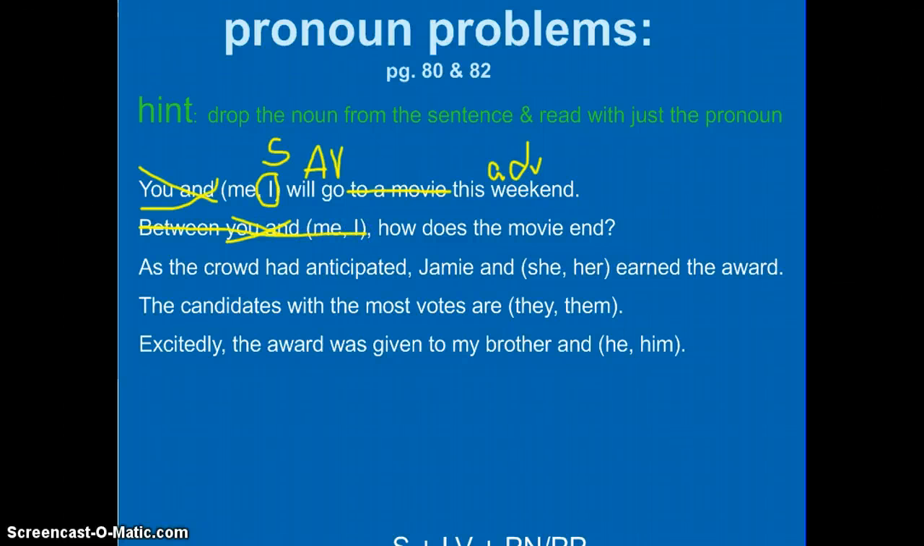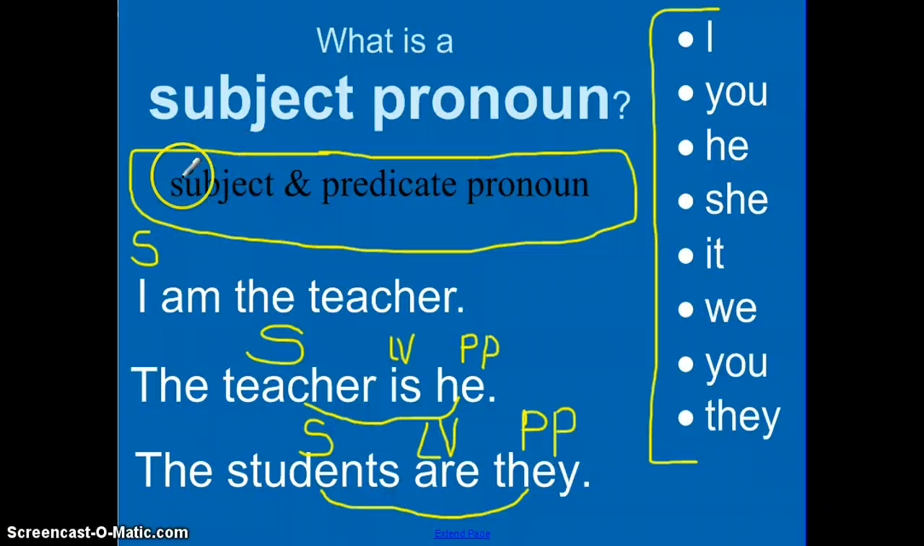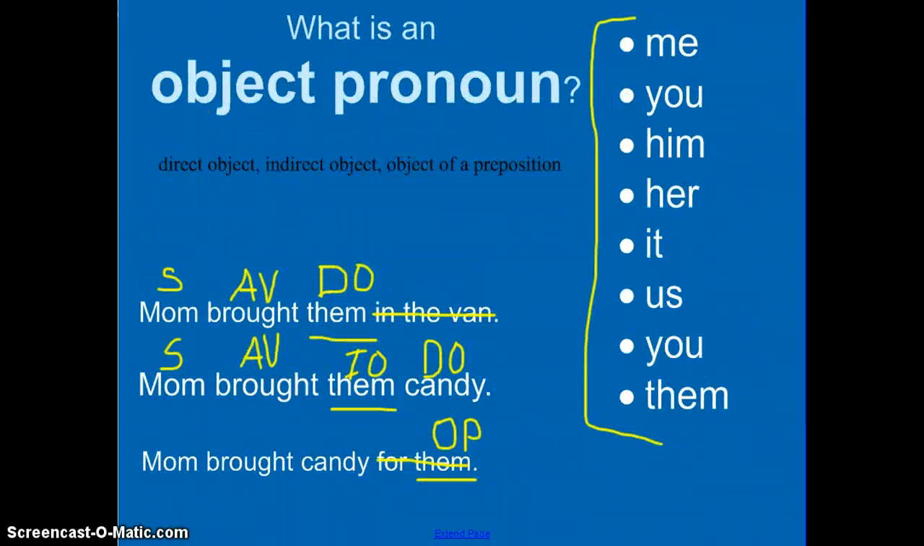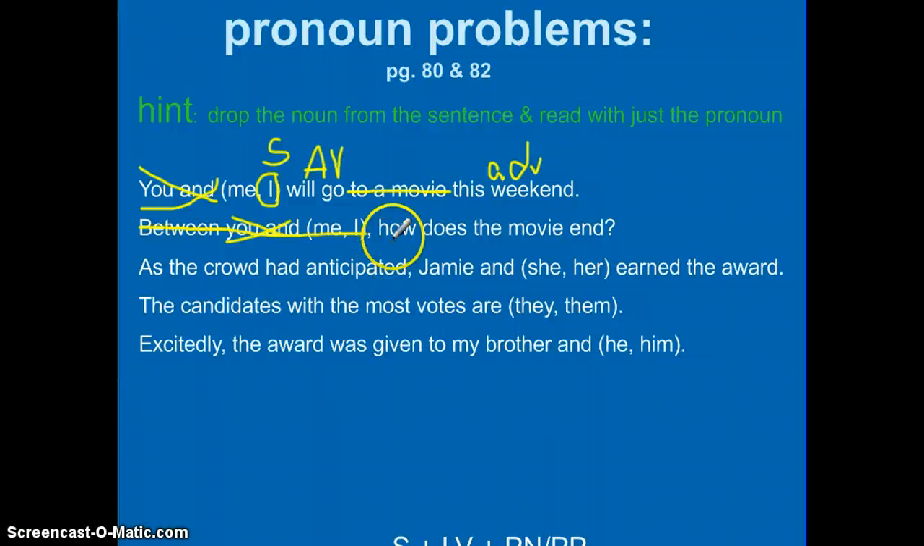Which pronoun's allowed to do the object of a preposition? Well, it's not a subject pronoun. It's got to be an object pronoun. So my answer has to have one of these pronouns in it. And so me is an object pronoun, and it's doing the job of object of a preposition.